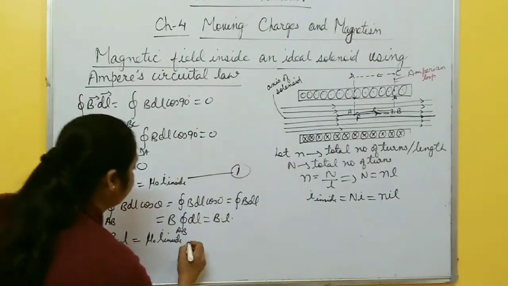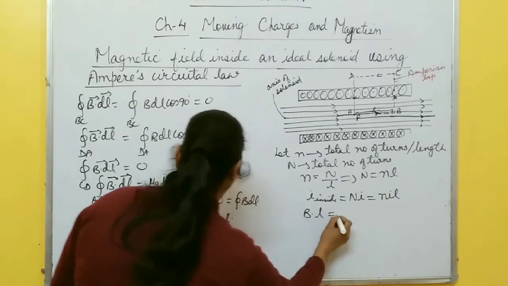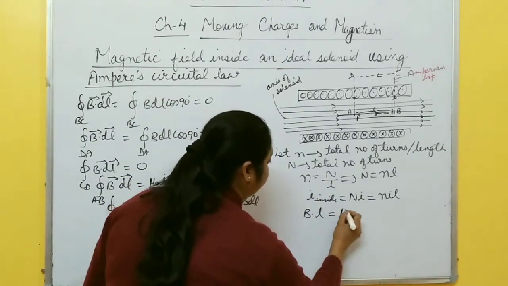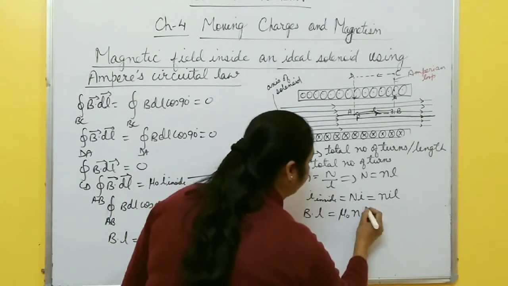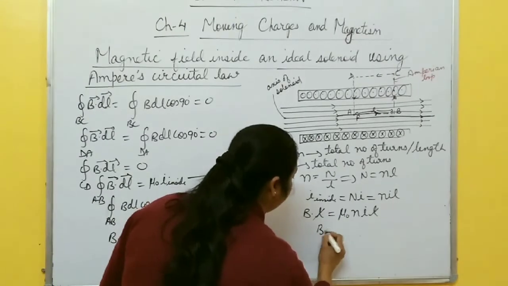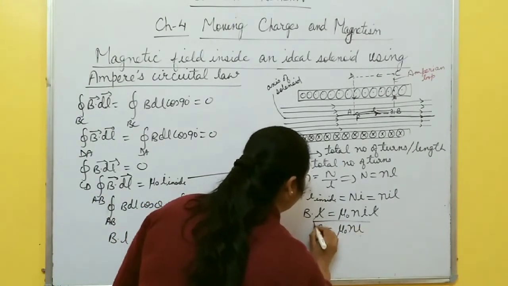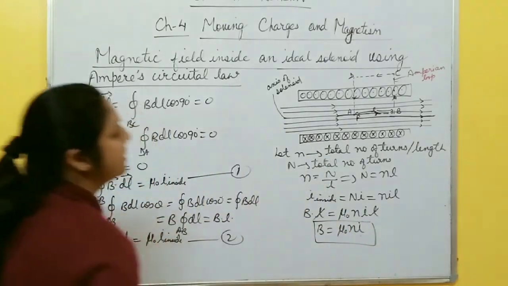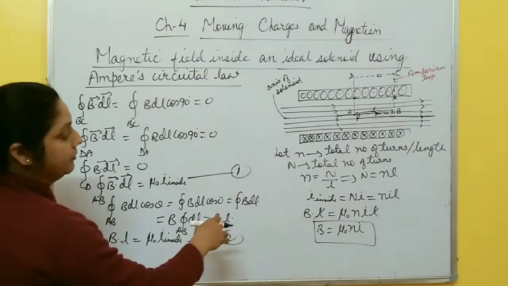Now from this equation 2, B dot L becomes mu naught I inside. In place of I inside you write nIL. Right? This L and L cancel, B equals mu naught nI. This is the value of the magnetic field inside an ideal solenoid. So I hope you have understood this one.